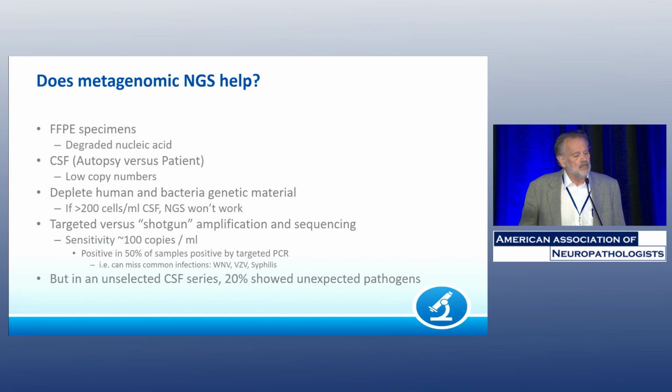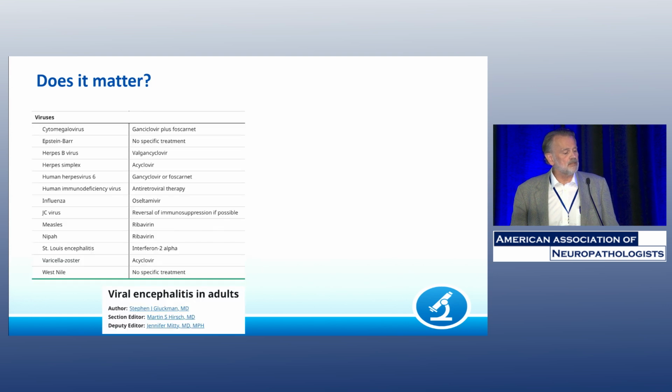Now, the good news, though, about metagenomic analysis is that if there is something else in there, and it isn't a virus, the unexpected pathogens can be identified. So while I think metagenomic analysis in CSF has a ways to go still, it is offering something in the future for viral infections, but even in the present for unexpected infections.